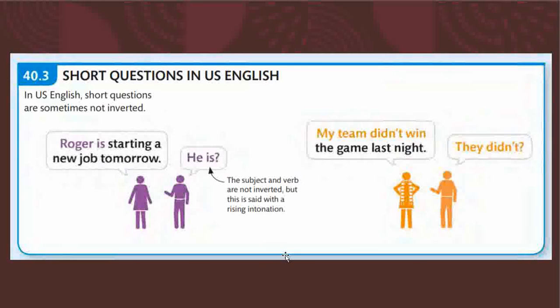So please be mindful when you're either writing a dialogue or appearing for your speaking assessment. Try framing questions as expected of you. Do not use this kind of flat sentence with intonation expecting it to be understood as a question.